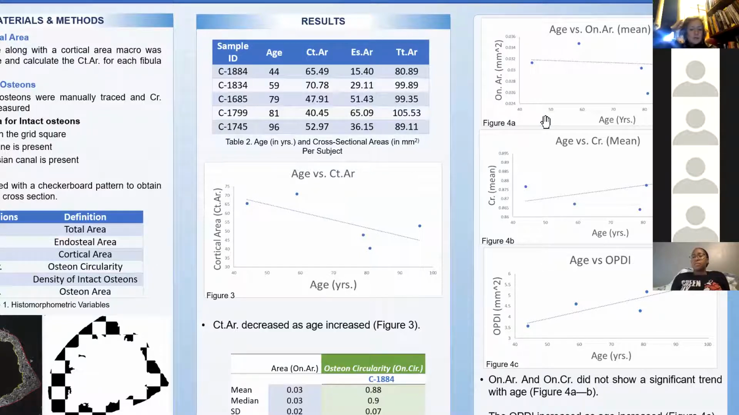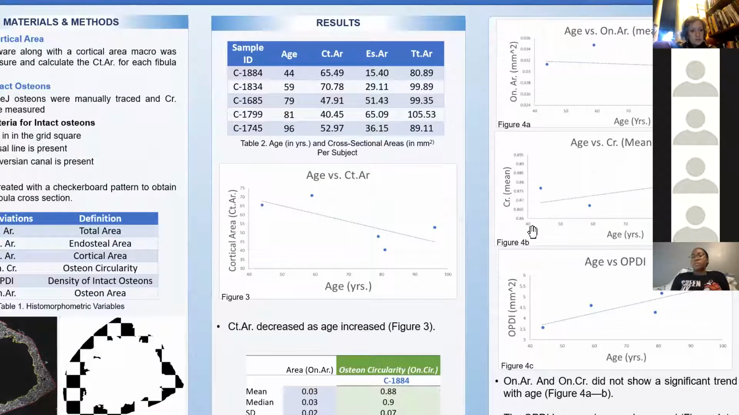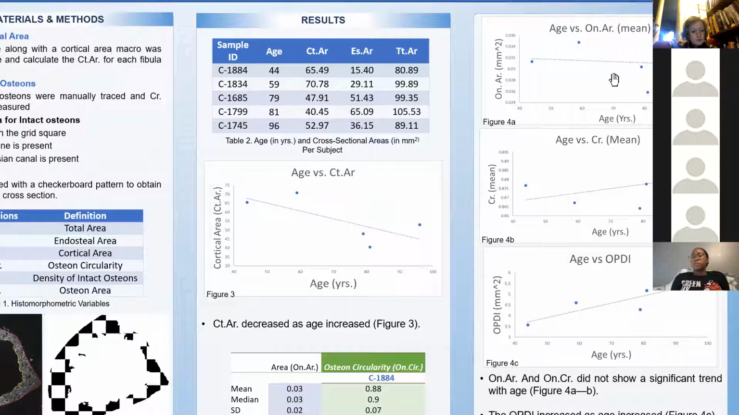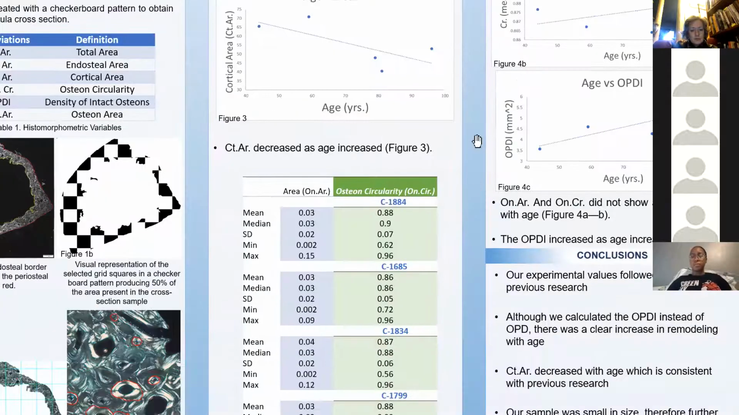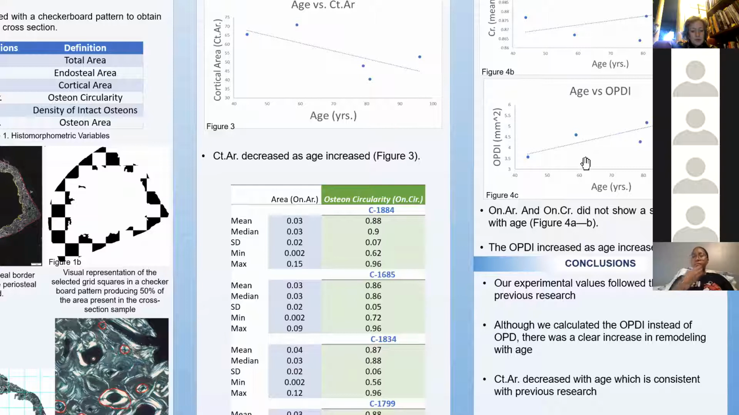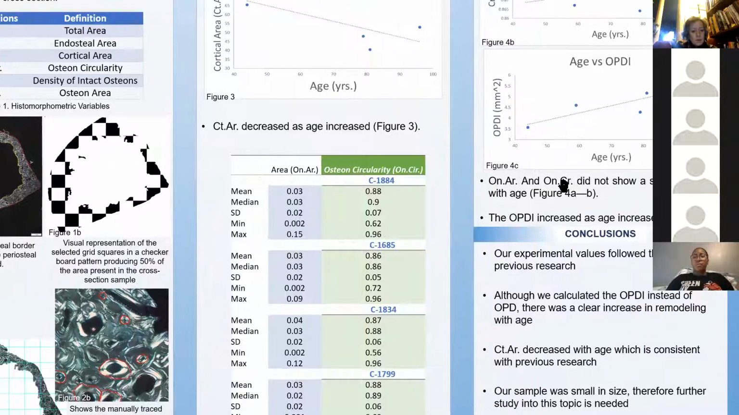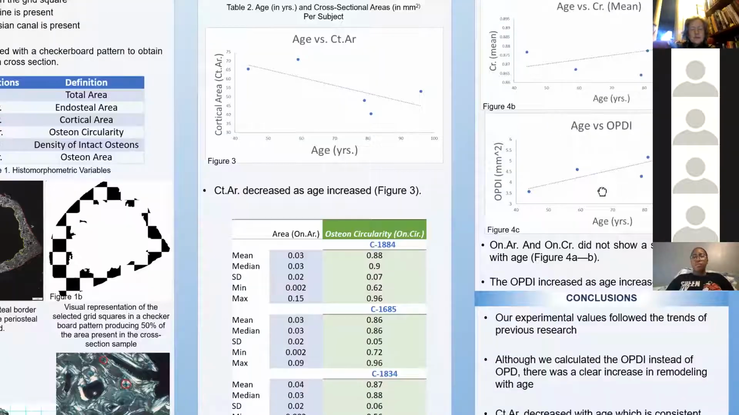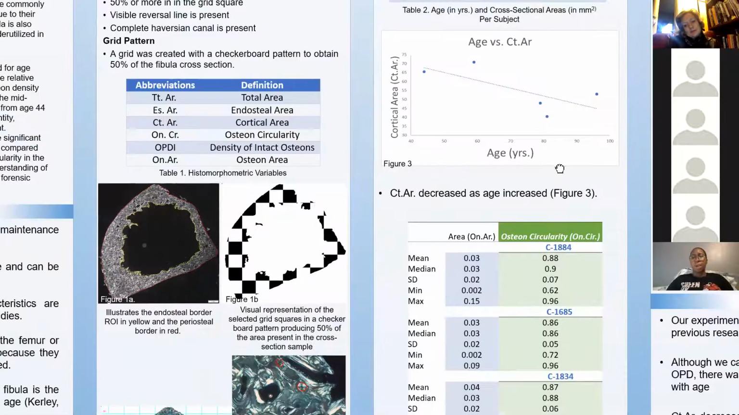However, for age and osteon area and age and circularity, which is on a scale of 0 to 1, 1 being the most circular, 0 being the most abnormally shaped, there wasn't a strong correlation, which is also to be expected based on previous research. The age versus OPDI, or osteon population density of intact osteons, showed an increase with age, which was also to be expected. And we can see that here in figures 4A and B, as well as figure 3 here.